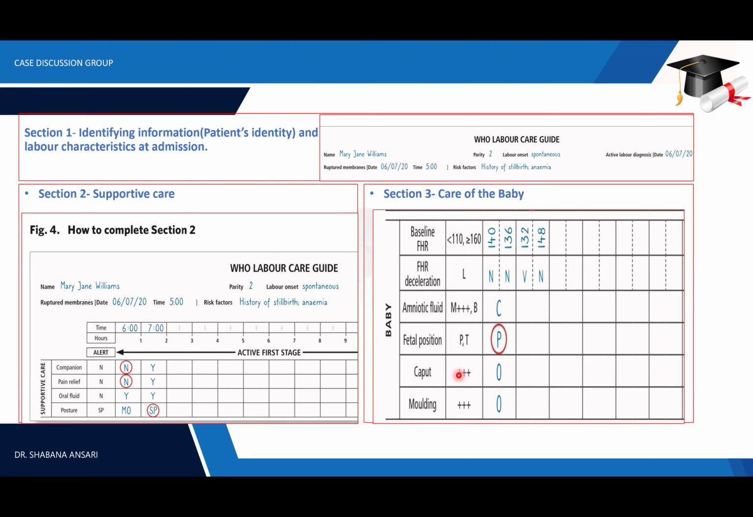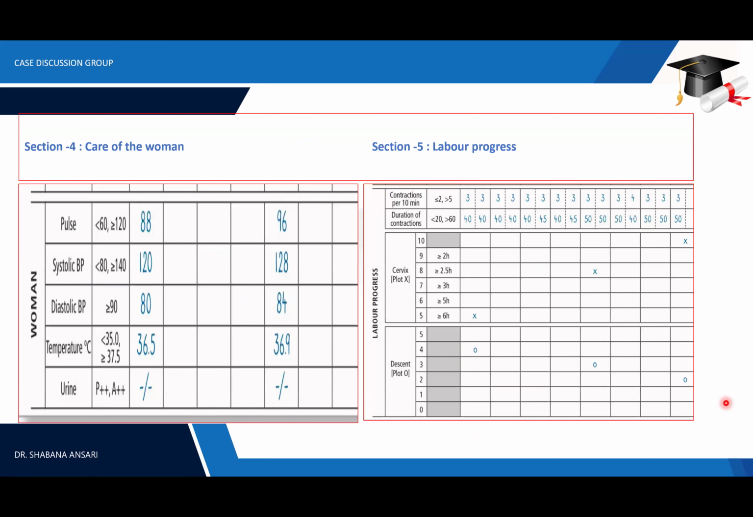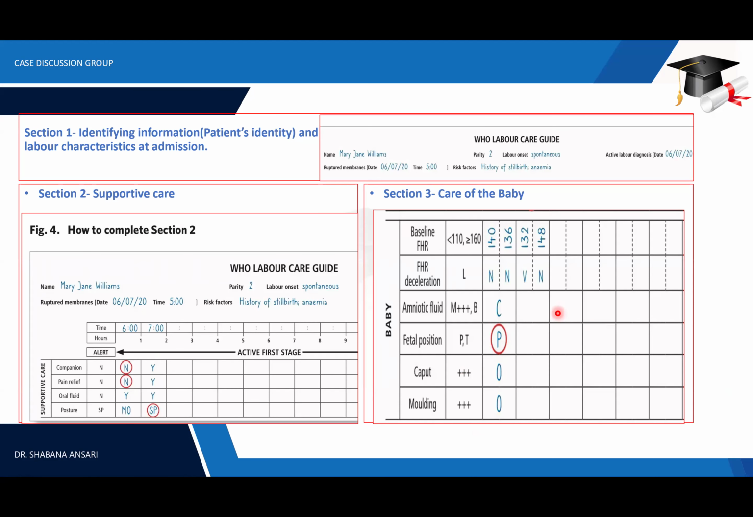Okay. And if it is 3 plus caput and 3 plus molding, that will be an alert. Fine. Take one more. Yes, go on, Khushbu. So 3 plus means that there is difficulty in the progress or there might be some obstruction to the progress of labor. So that is an indication for expediting birth, either through a cesarean section or whatever, depending upon the cervical dilatation. So with 3 plus caput, we have to take urgent intervention.